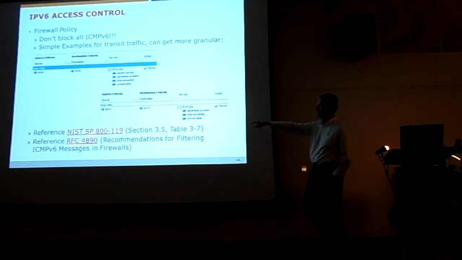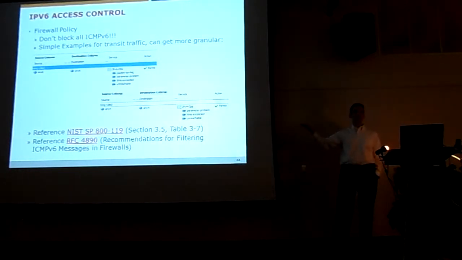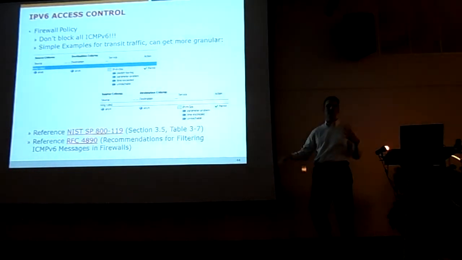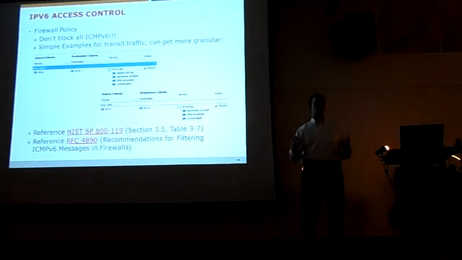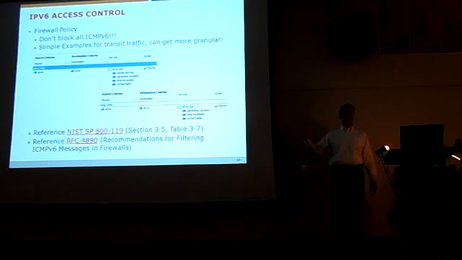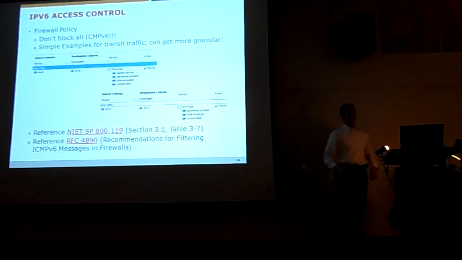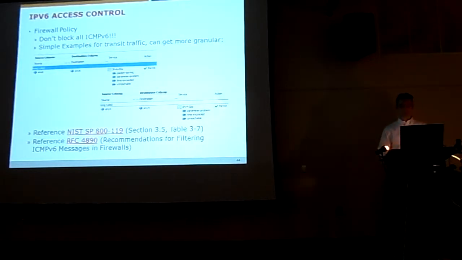I did include in here Special Publication 800-119, which is absolutely fabulous. It goes through all the security ramifications and compares everything for v4 versus v6. It's one of the best reads I've ever had for IPv6, and it's free. The link is right there. And then RFC 4890 goes through all the recommendations on firewalling for ICMP.